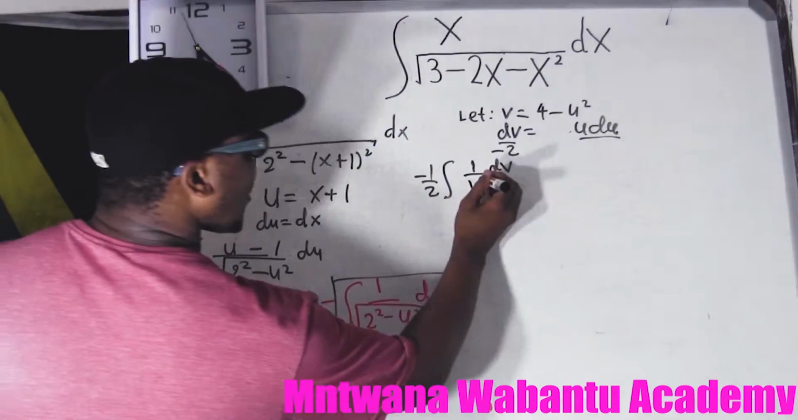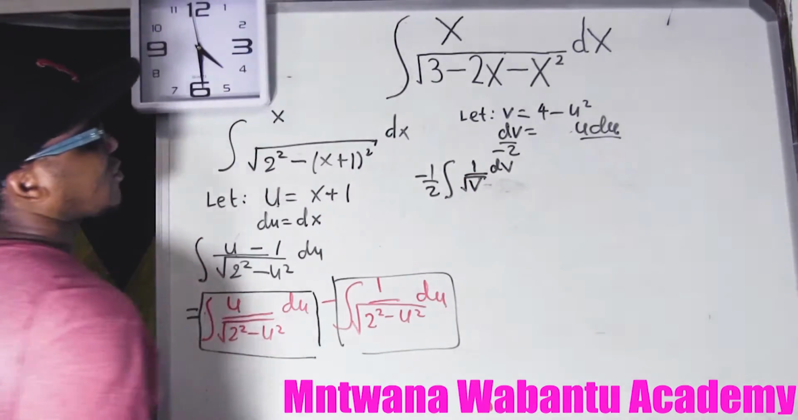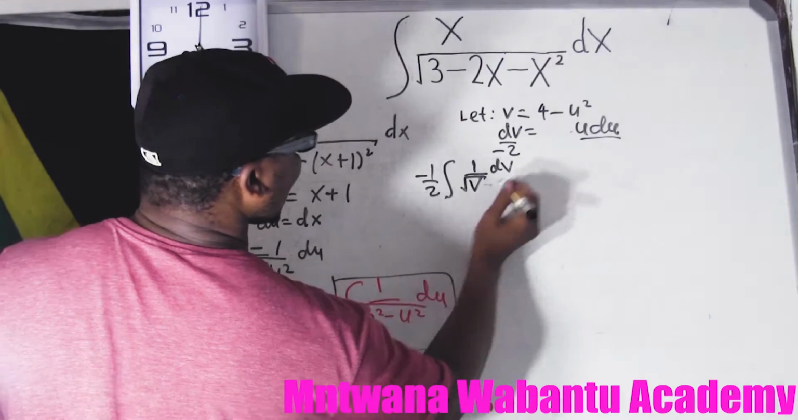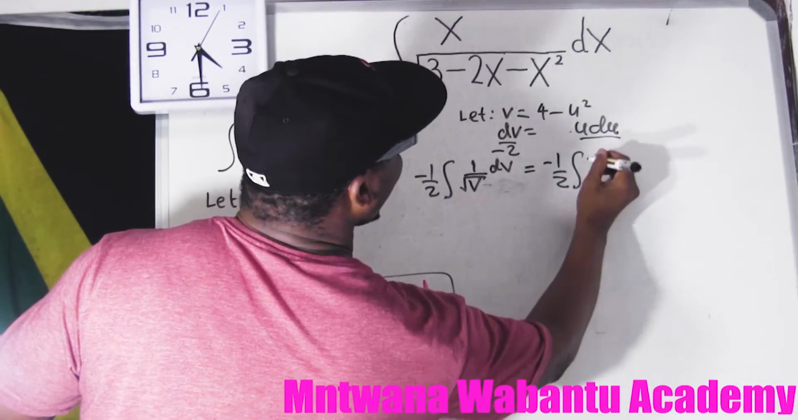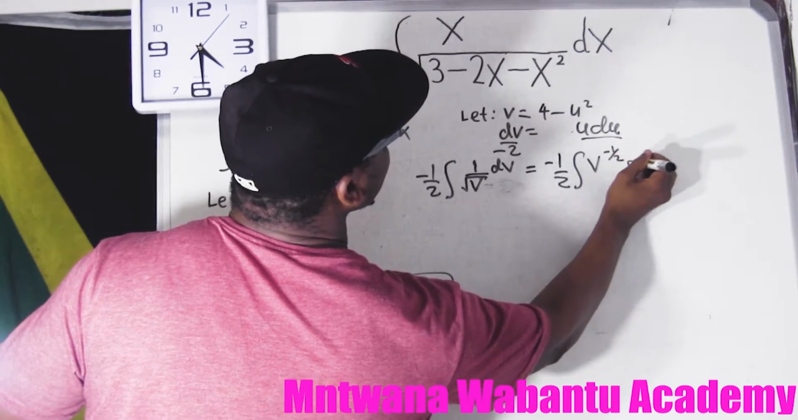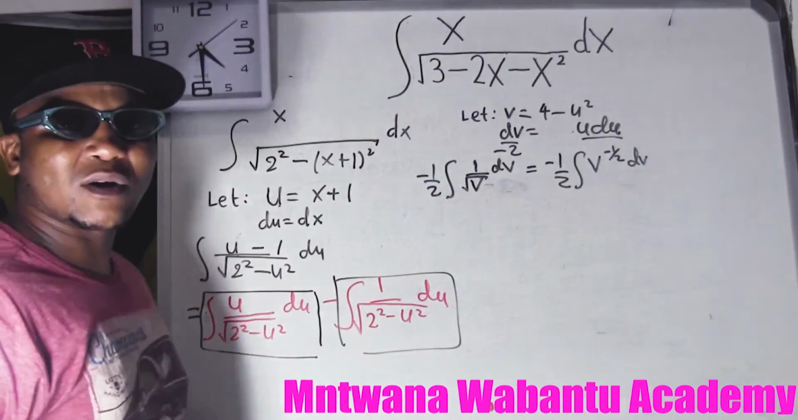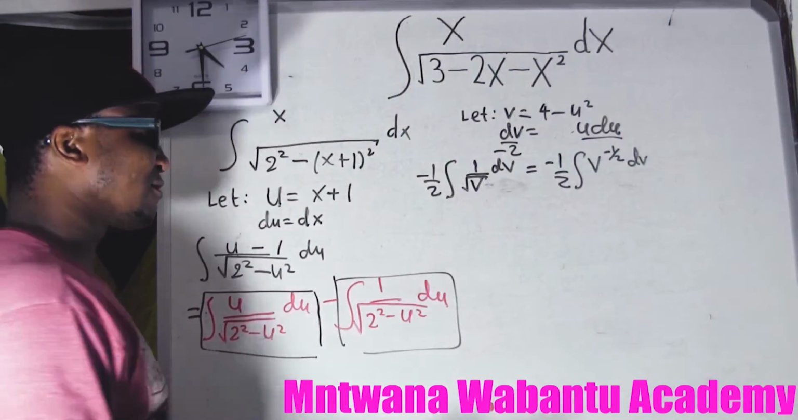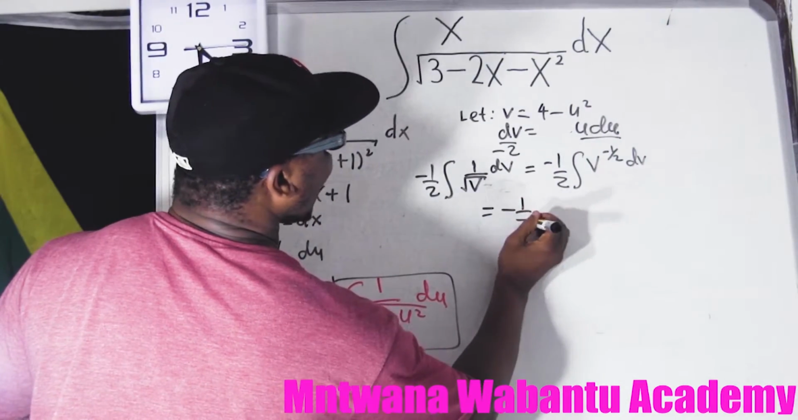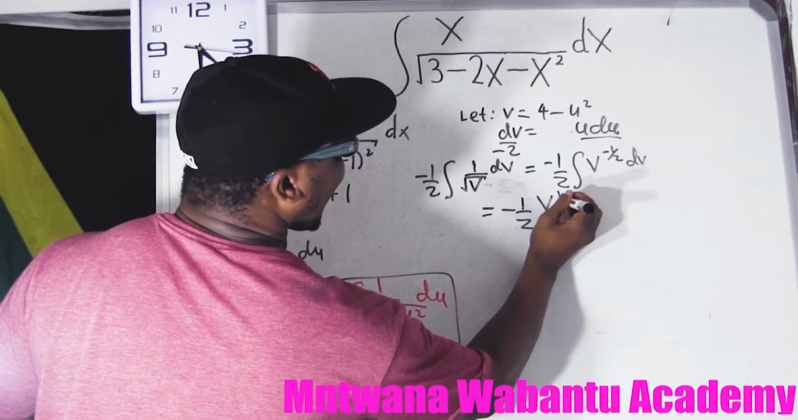But what? Square root. And this is finished, because then negative 1 over 2, I can reciprocate. So it's like the integral of v to the negative a half dv. So that's the power rule of integration. Add 1. When you add 1, it's going to give you v to the positive a half. So I'm left with 1 over 2 v to the positive a half.